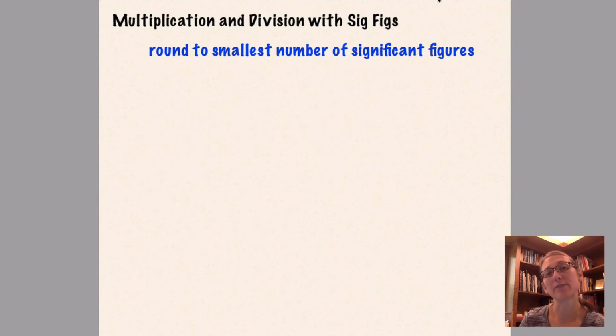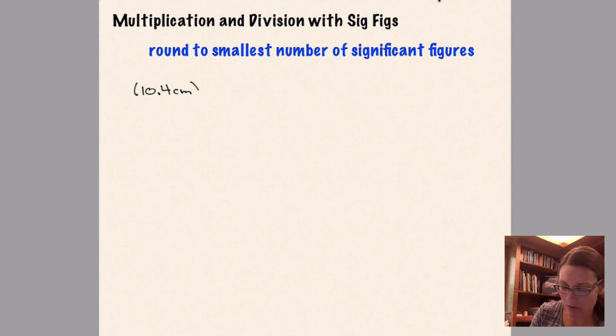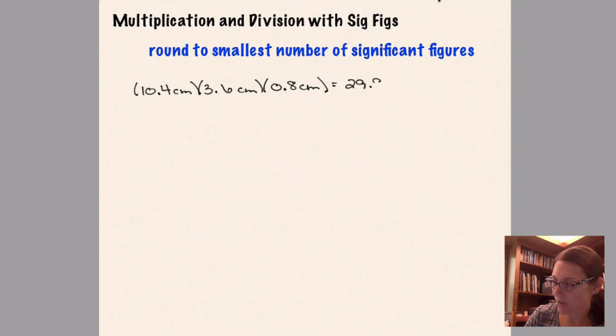Multiplication and division have different rules. In this case, you're going to round to your smallest number of significant figures in the measurements. So for example, if you're calculating the volume of a box and one side is 10.4 centimeters, the second side is 3.6 centimeters, and the third side is 0.8 centimeters for their dimension, when you multiply, your calculator tells you this is 29.952 cubic centimeters. But your measuring tool only gave you a certain amount of information.